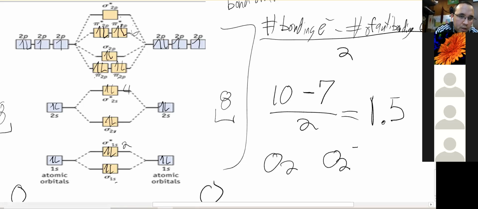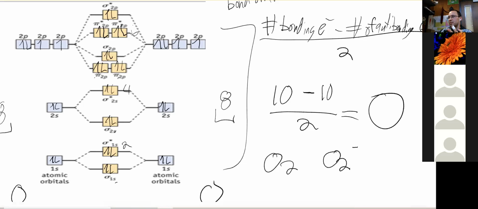Because if you have all of these filled, right? So if we have 10 bonding electrons and we have 10 anti-bonding electrons, our bond order becomes 0. Is there any reason why it should form this bond? If it's 0, that's then no, right? So if your bond order ever becomes 0, or if it becomes negative, which really shouldn't happen, but if it became negative, then you really don't want to form that bond. It means that there's no energetic reason, there's no benefit for forming it.